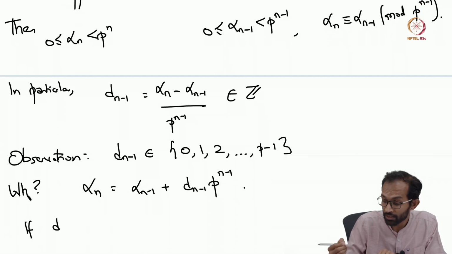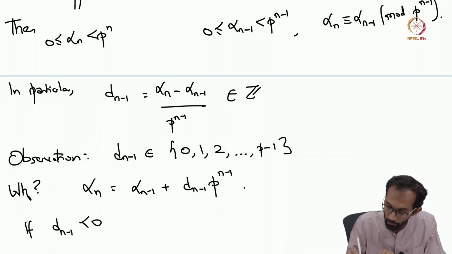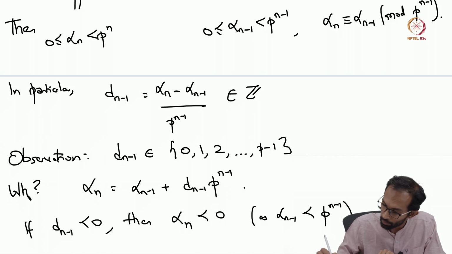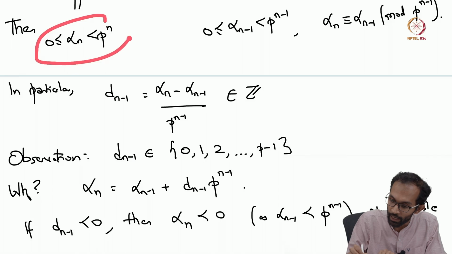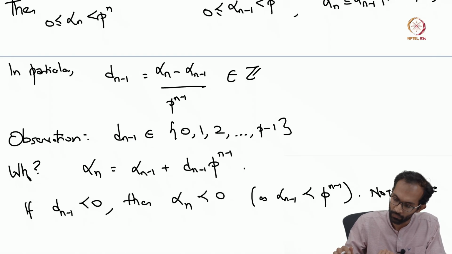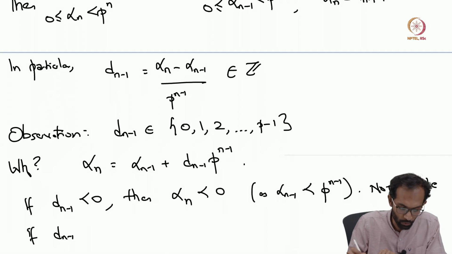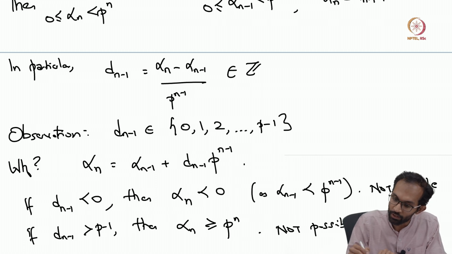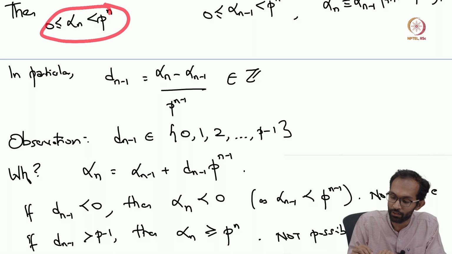If this digit, let's say d_(n-1), was less than 0, then you see that alpha_n has to be less than 0, as alpha_(n-1) is strictly less than p^(n-1). But this is not possible, since by our choice alpha_n is larger than or equal to 0. And again, if d_(n-1) is larger than p-1, then you see that alpha_n has to be larger than or equal to p^n. And again, it's not possible, because alpha_n is chosen to be strictly less than p^n.